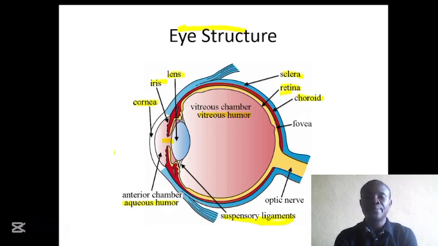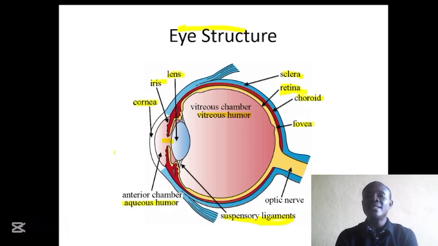The vitreous humor helps to maintain the shape of the eye, and it helps to keep the retina in place. On the retina, we have a specific part we call the fovea centralis. This fovea centralis has more cones than rods. And within the fovea centralis, we have a part that we call the macula. The macula has only cones but no rods.